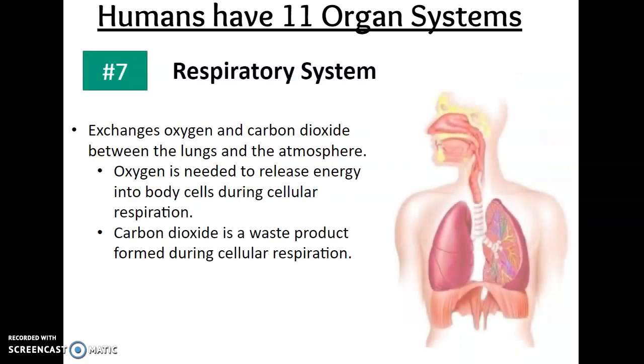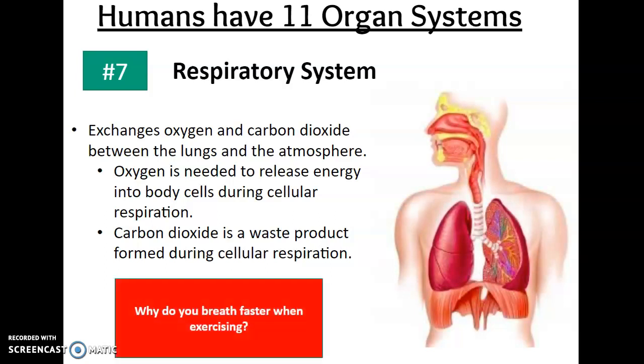So the next one is the respiratory system. And the respiratory system is where the exchange of oxygen and carbon dioxide between the lungs and the atmosphere occurs. The oxygen is needed to release energy into the body cells during cellular respiration. And carbon dioxide is that waste product that's formed during cellular respiration.